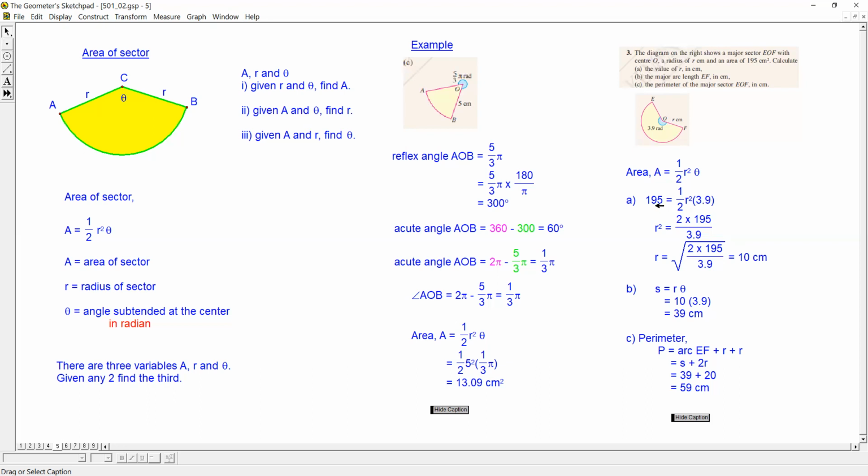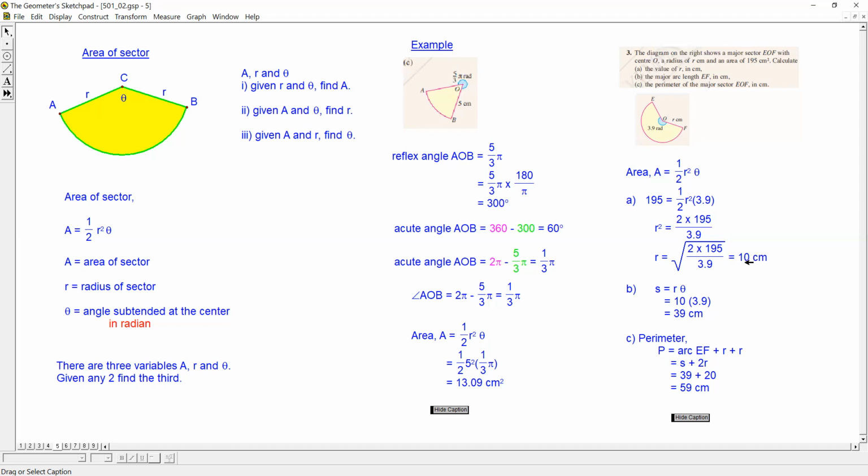This 3.9 go down. But this is r square. So you want to find r, you have to take square root. Take square root. Oh, I get a very nice number. 10. Exactly 10. Very nice number, right?